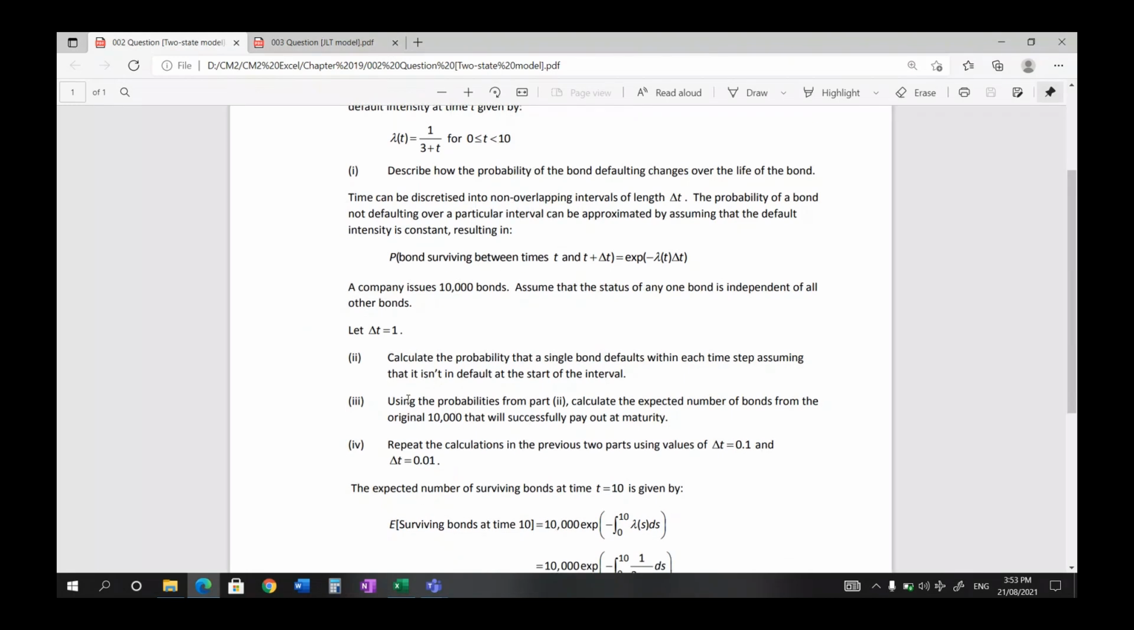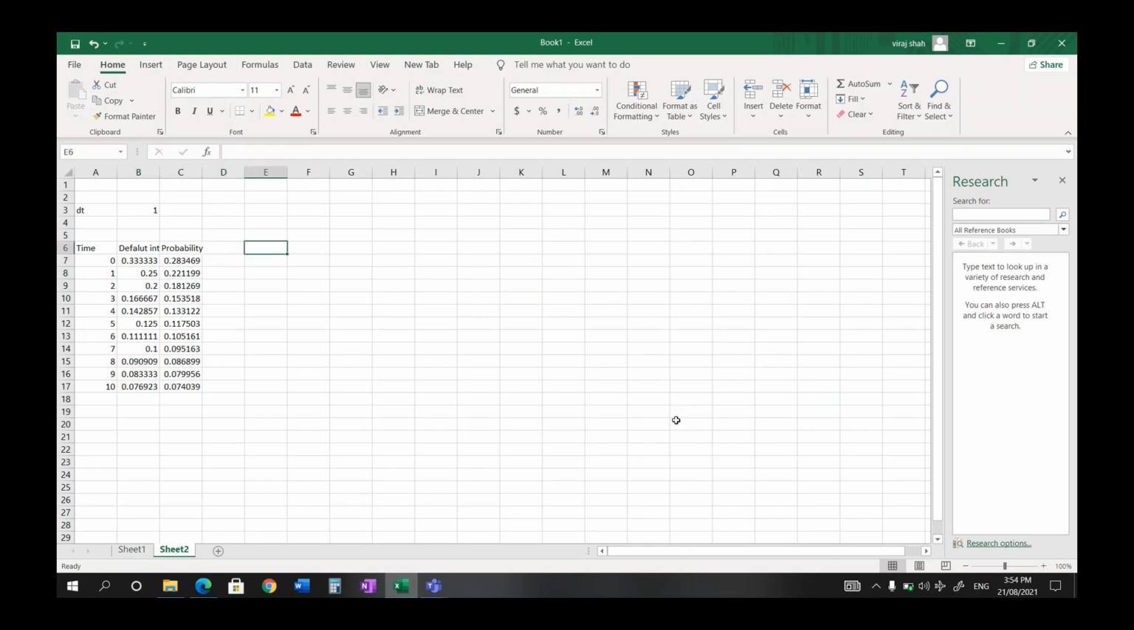So using the probability from part 2, calculate the expected number of bonds from the original 10,000 that will successfully pay out at maturity. So basically paying out and default. So at time 0, they said we have 10,000 bonds. At time 0 nothing will default, default will happen at time 1. So the number of defaults would be equal to 0 at time 0.